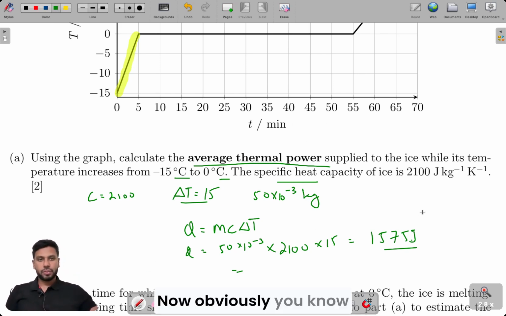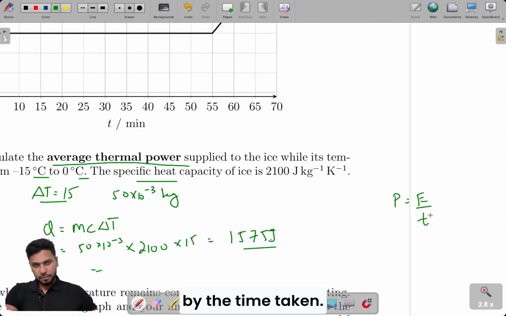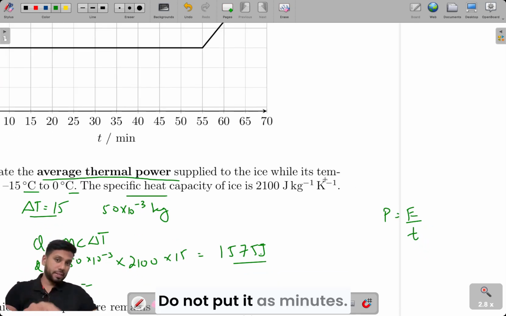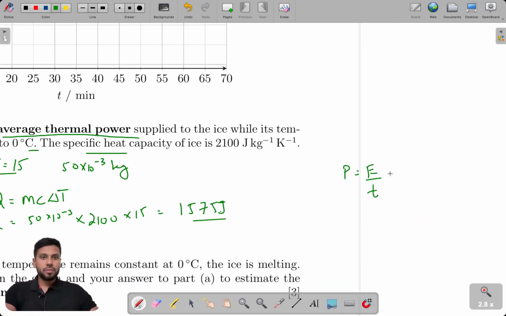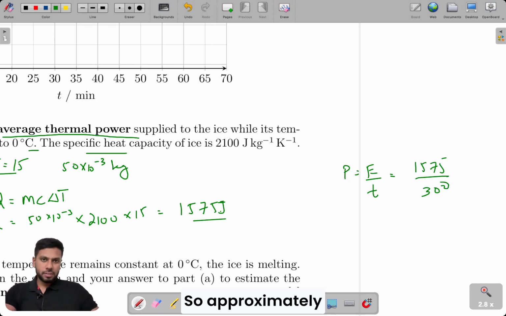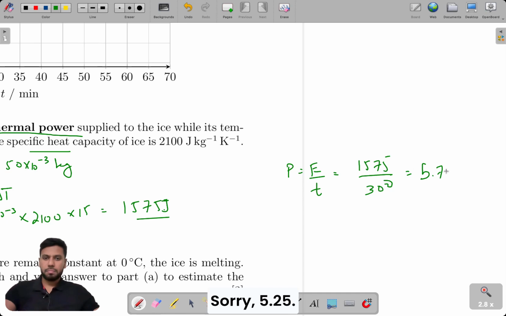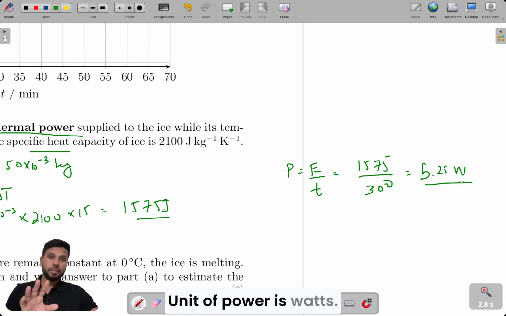Now, obviously, you know that power is equal to energy divided by the time taken. The time taken for this to happen is 5 minutes. Do not put it as minutes, try to put it as seconds. So 5 minutes is 300 seconds. So I have energy 1575 divided by 300. 1575 by 300 comes to 5.25 watts. What is the unit of power? The unit of power is watts.